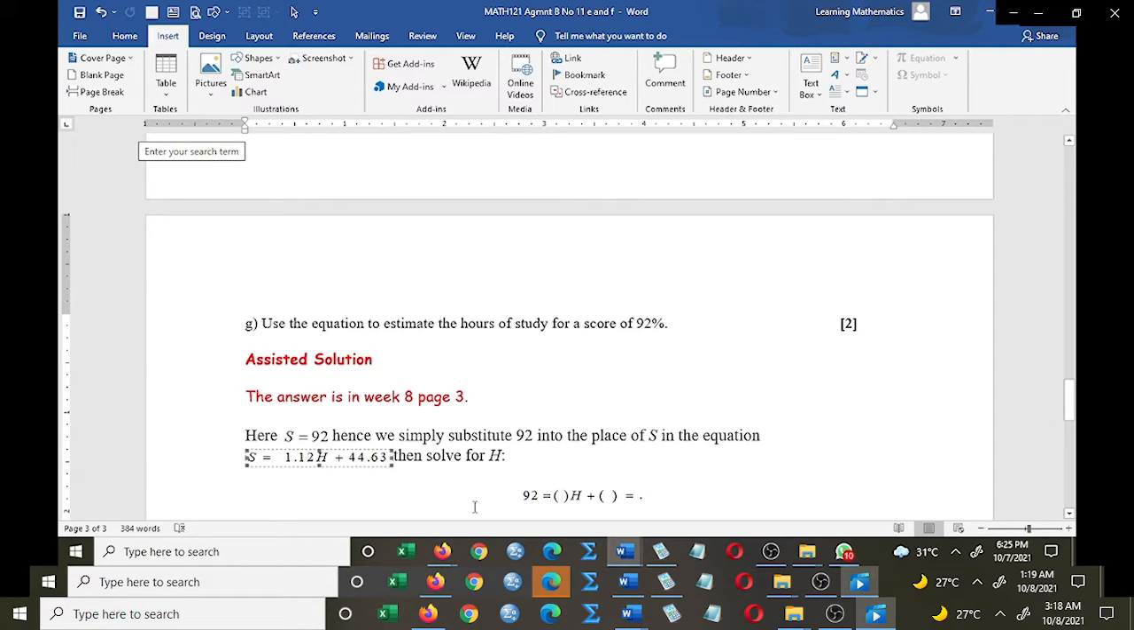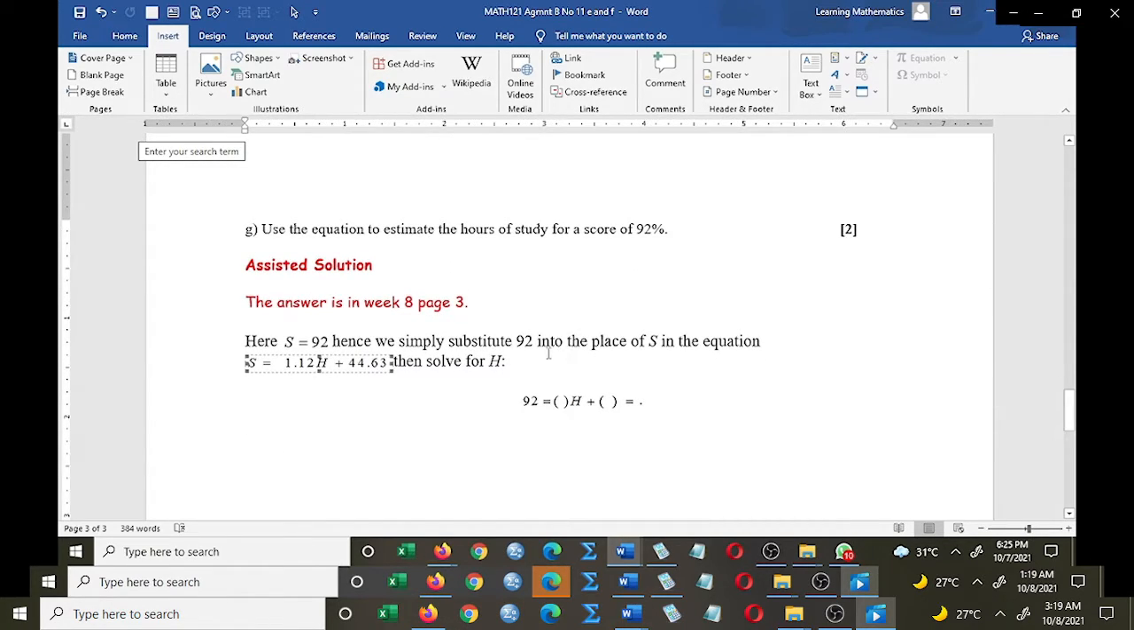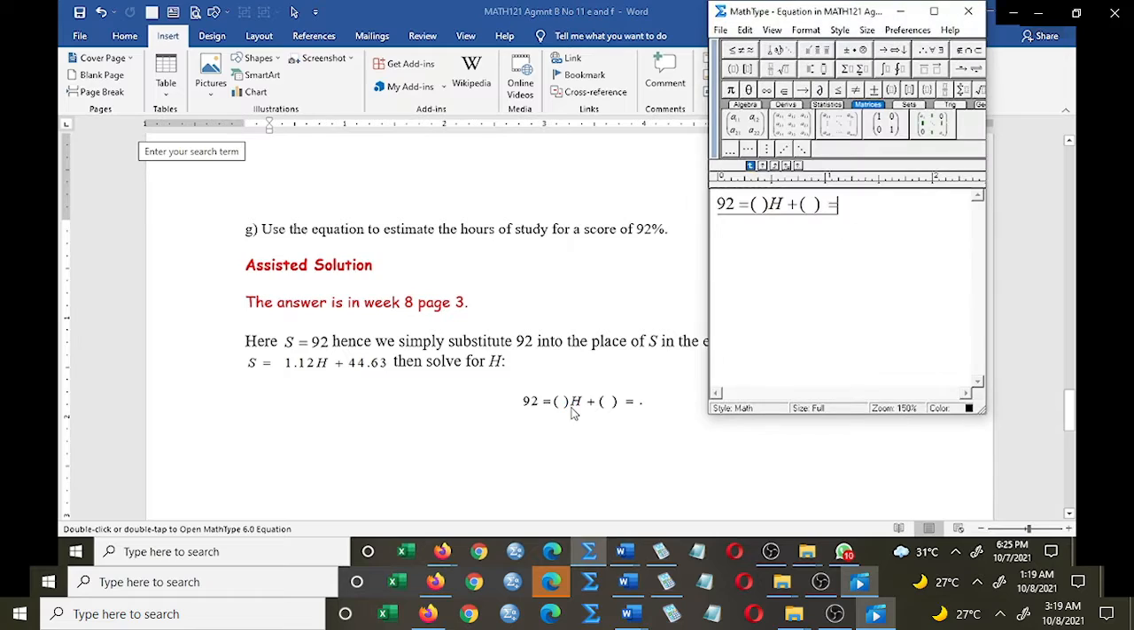Okay, so coming back to this, here's the formula. What do you think we're going to do with it? 92 here is a score, isn't it? So in the place of S, that is where we put 92. There's 1.12, we know this is 1.12. And this is 44 point, what did we say? 63.